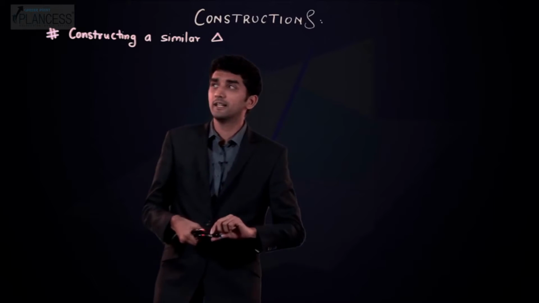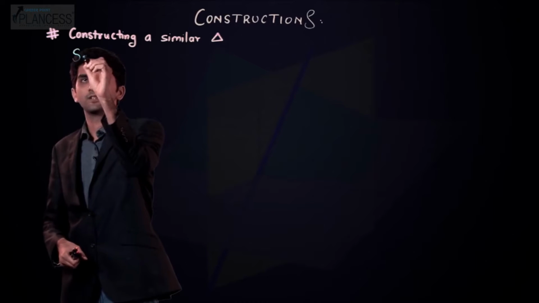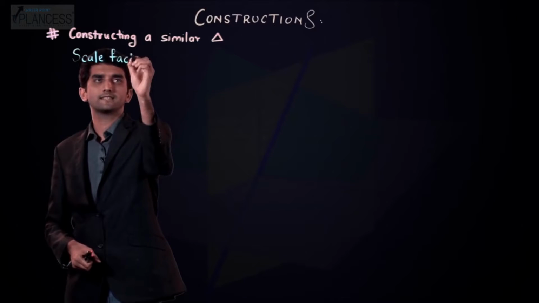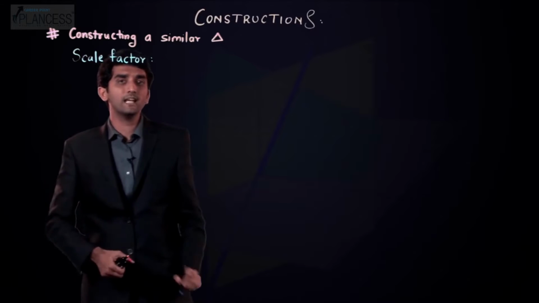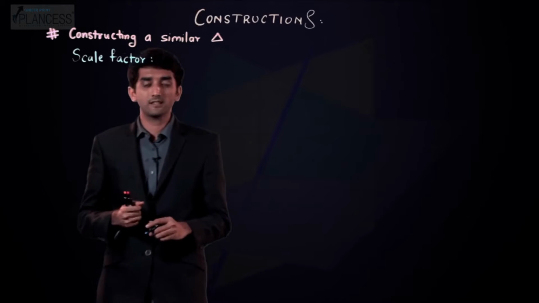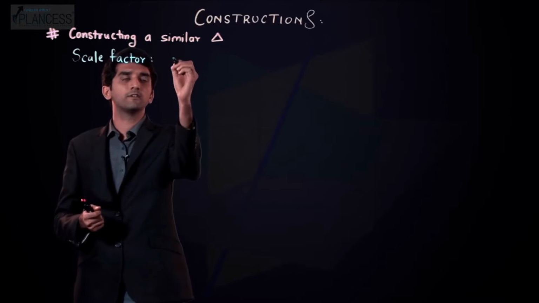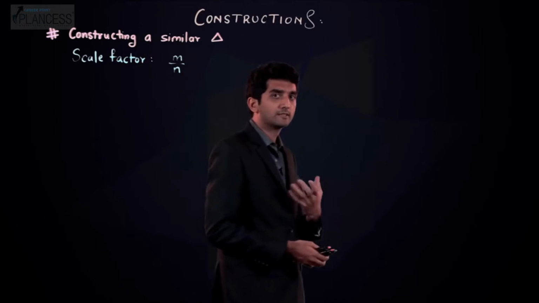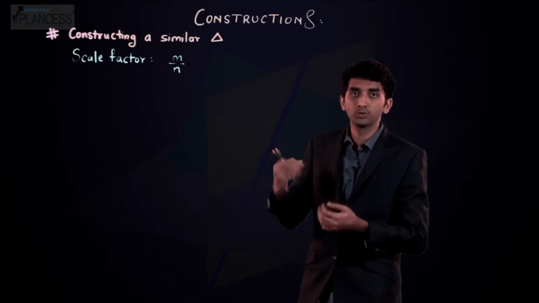But before that, let's learn what a scale factor is. Although we have touched upon this concept earlier, let's see what exactly scale factor signifies. Scale factor is nothing but a ratio which indicates how the similar triangle or the similar figure is going to vary in size with respect to the original figure, right? Generally scale factor is denoted by K, but here we will denote it as a ratio M upon N, right? Let's say the scale factor is 2. So when I say 2, it's 2 upon 1.